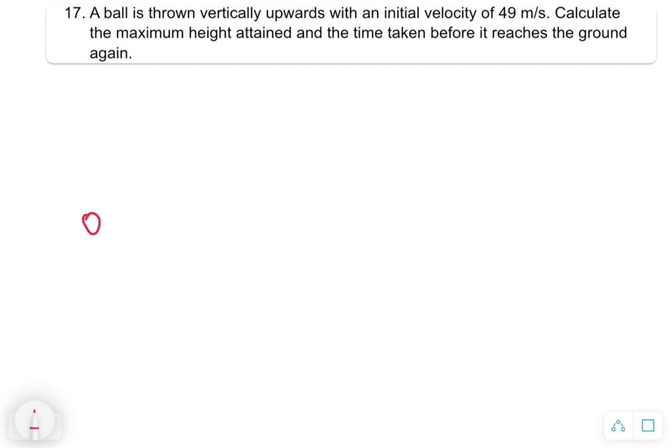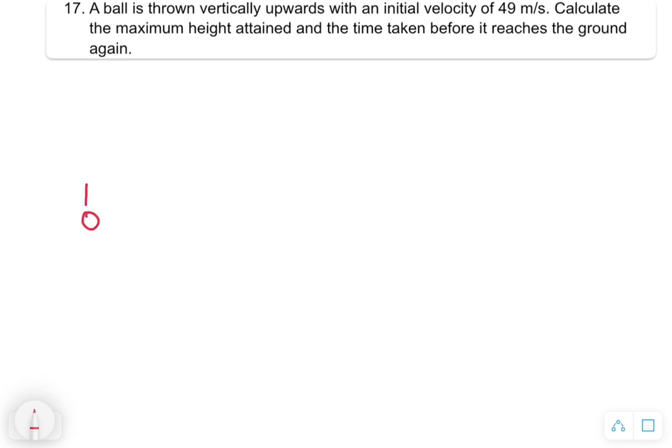So a ball was thrown vertically upwards with a velocity of 49 meters per second. Calculate the maximum height to which the ball reaches and the time taken before it reaches the ground. Okay, so the ball will eventually reach the ground. So we need to find the total time taken by the ball.